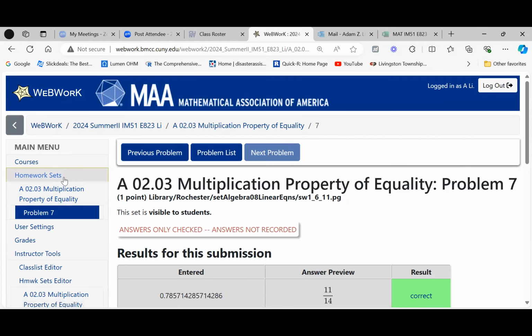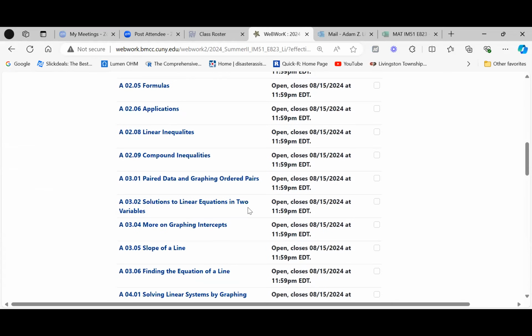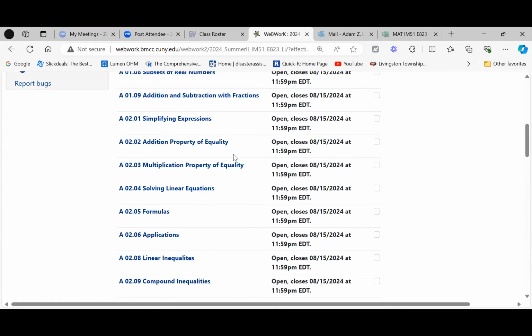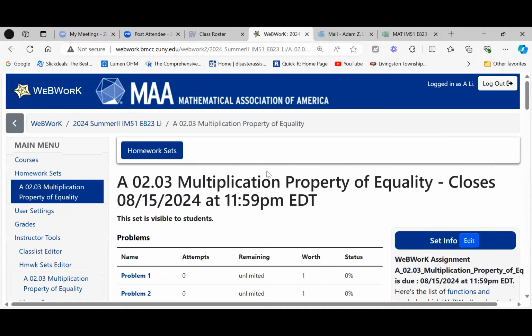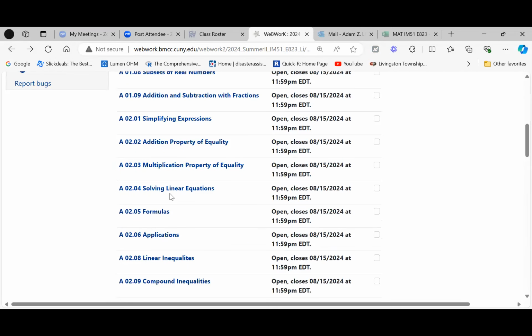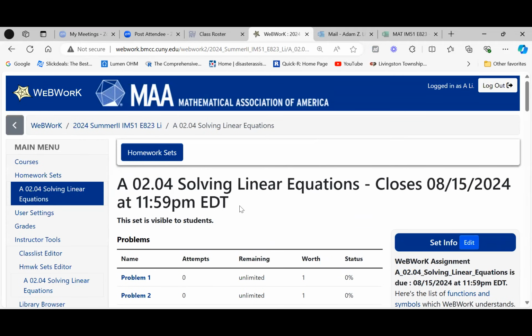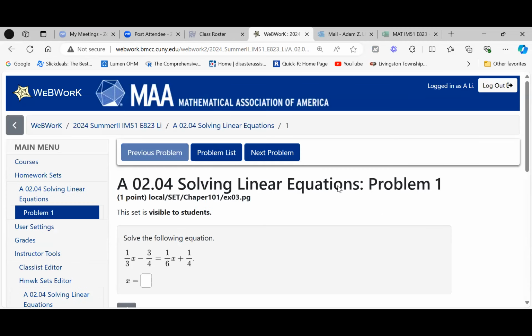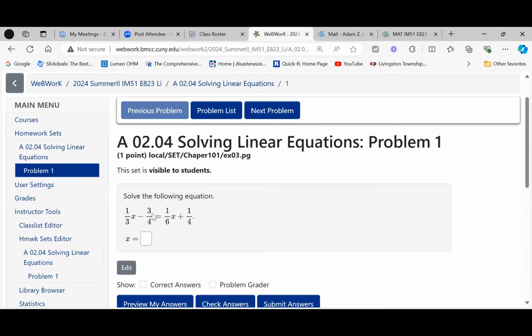I want to get to some comprehensive ones, like this one. The next one is solving more comprehensive linear equations. Let's look at this one. Okay, what if they are fractions? So try this, right?